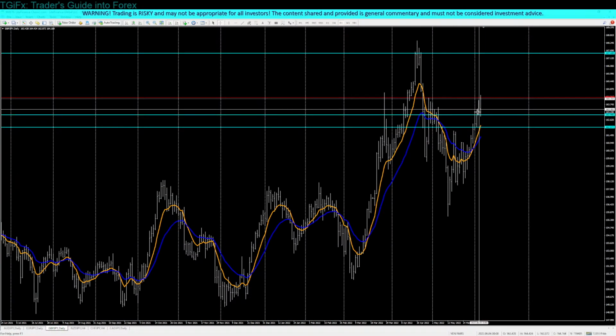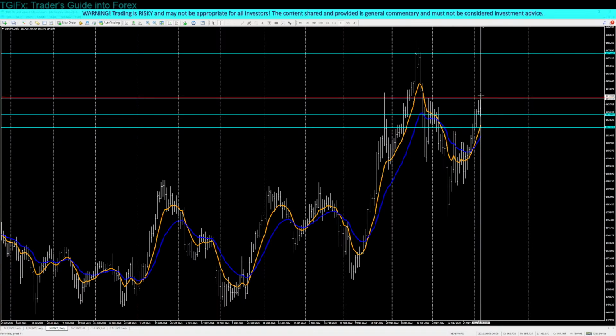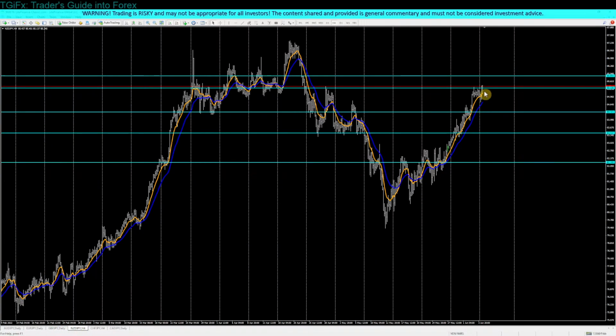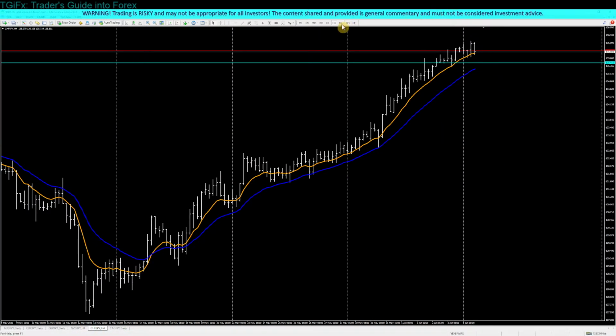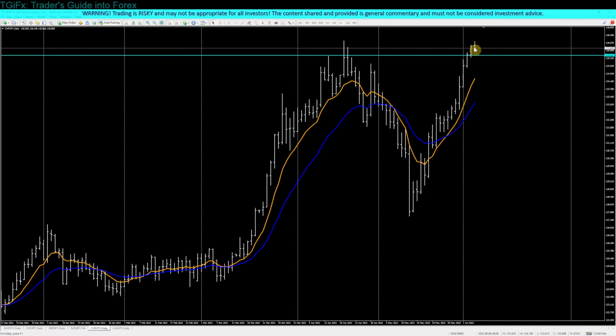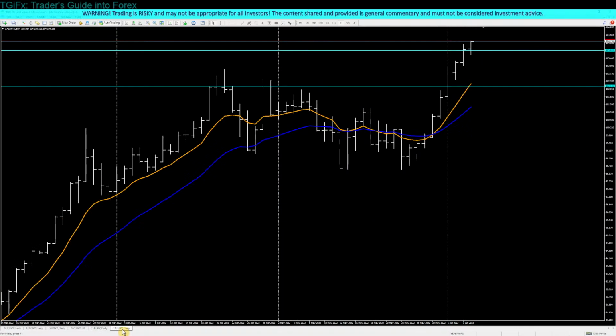GBP JPY, though it already tested earlier, right? So, baka magka-pullback dyan, tapos meron tayong mas mataas na level doon. NZD JPY is also touching the ceiling. CHF JPY, if I just go back to the daily, yan pa lang yung pagka-breakout niyan Friday. So, testing pa lang siya dyan sa level na yan if it can continue. CAD JPY is almost the same situation as well.